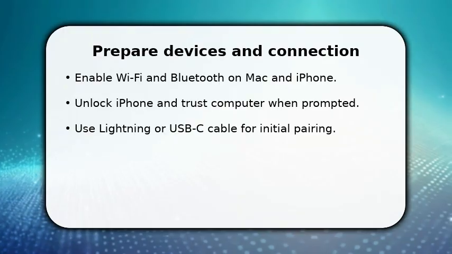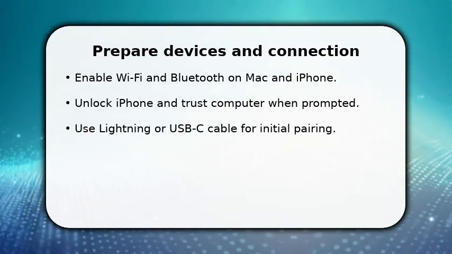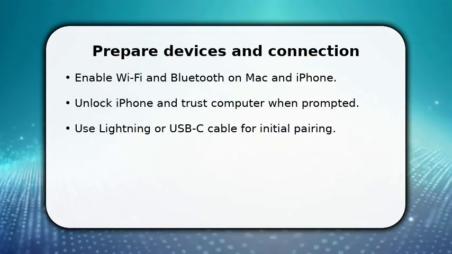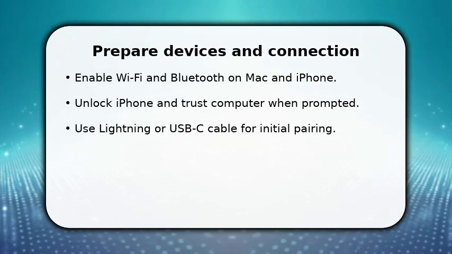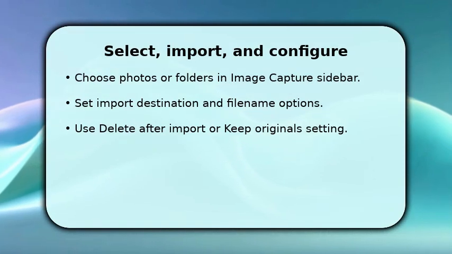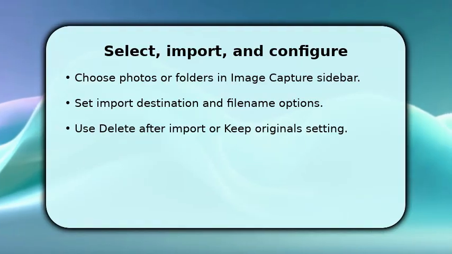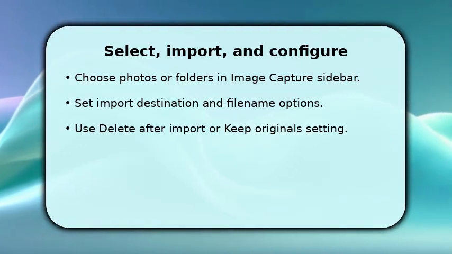The device should appear in the left column. If it doesn't show immediately, disconnect and reconnect the cable. Then wait a few seconds for macOS to list the iPhone. With the iPhone selected, scan the thumbnails and click to select individual items or press Command-A to pick all.